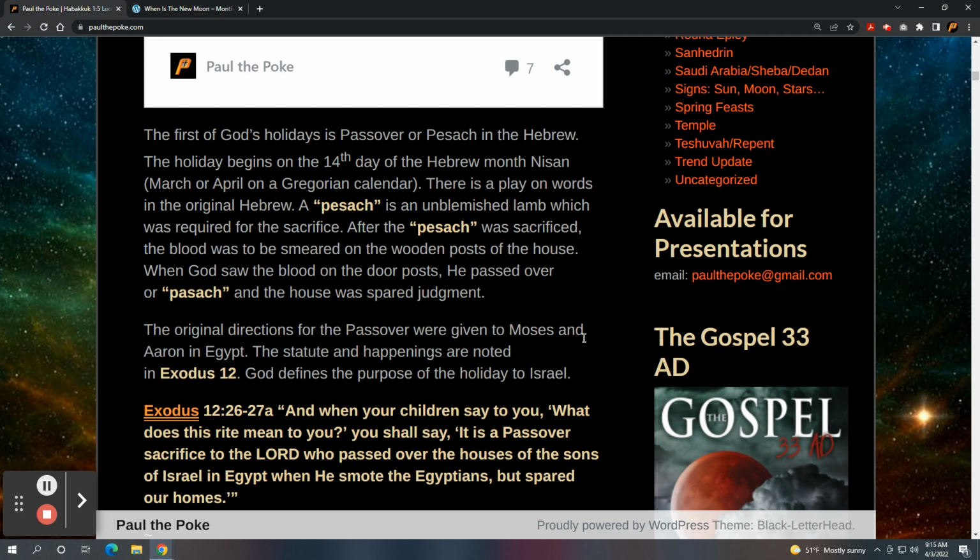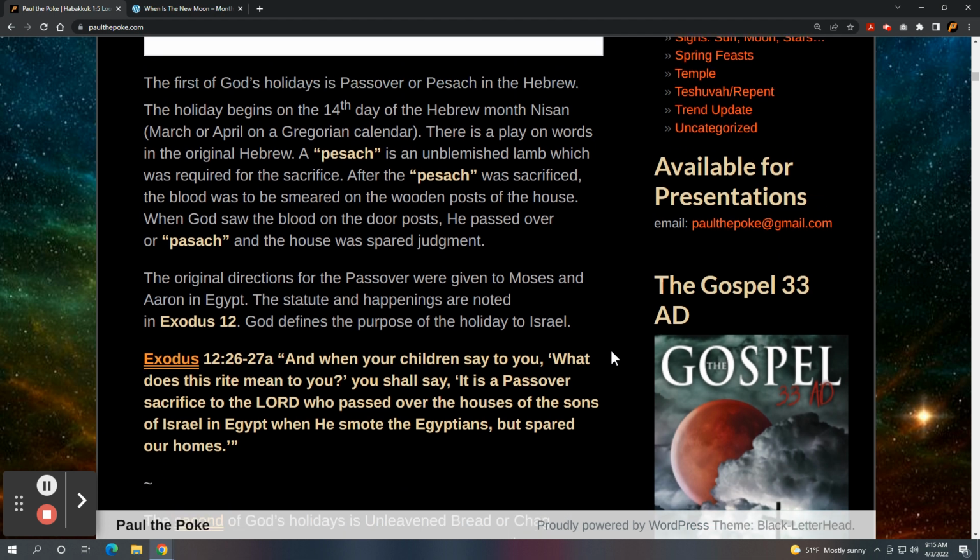The original directions for the Passover were given to Moses and Aaron in Egypt. The statute and happenings are noted in Exodus 12. God defines the purpose of the holiday to Israel in Exodus 12, verses 26 through 27a. "And when your children say to you, 'What does this rite mean to you?' you shall say, 'It is a Passover sacrifice to the Lord, who passed over the houses of the sons of Israel in Egypt when he smote the Egyptians, but spared our homes.'"